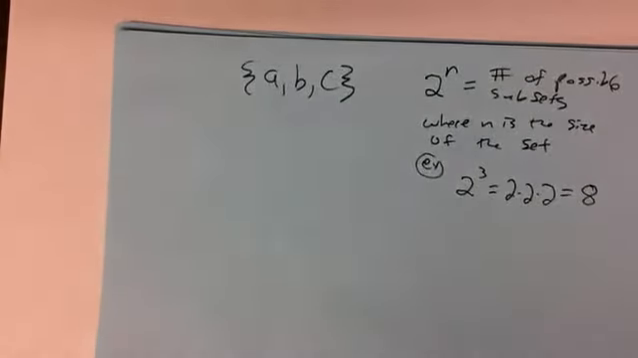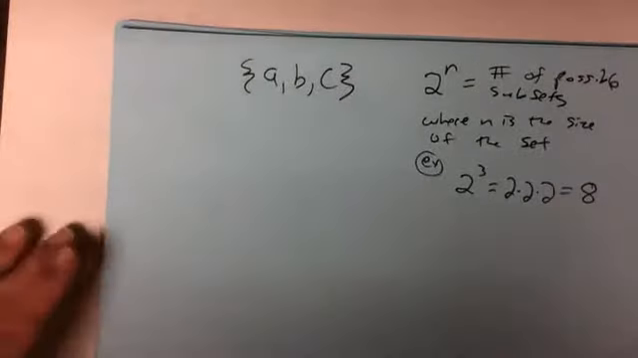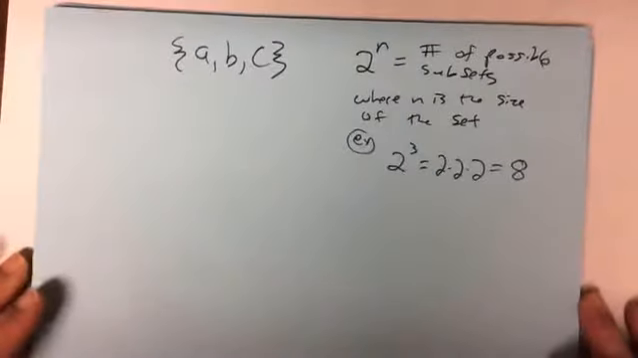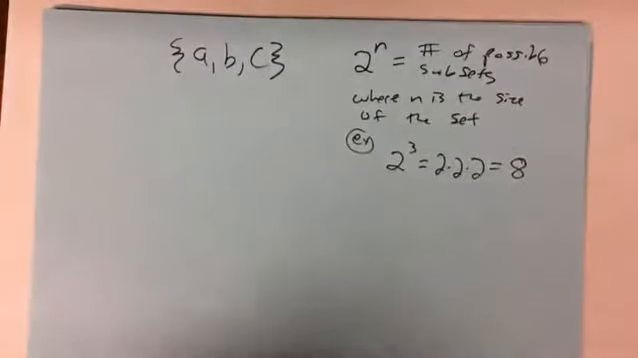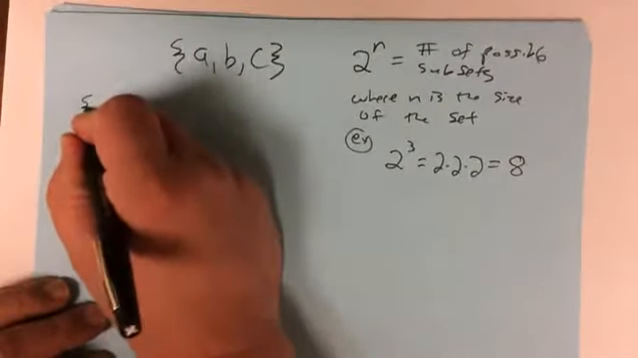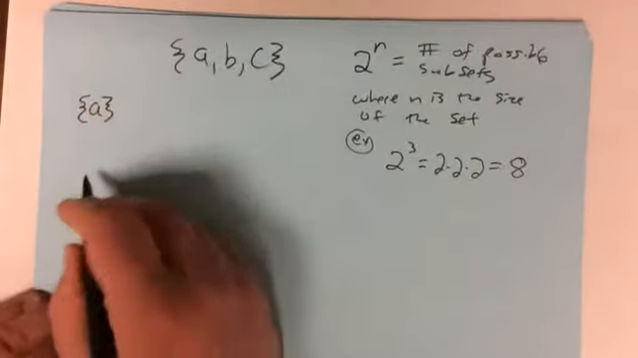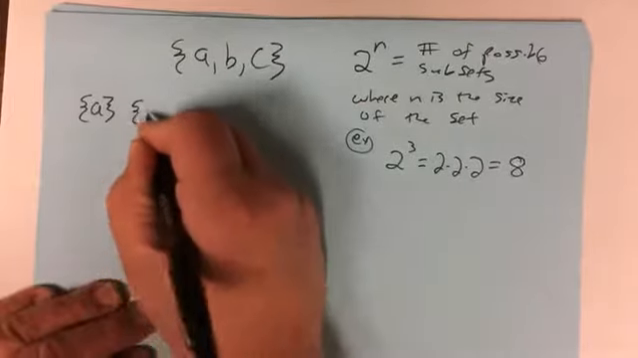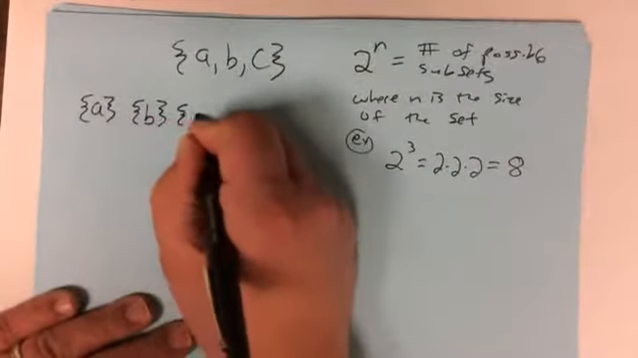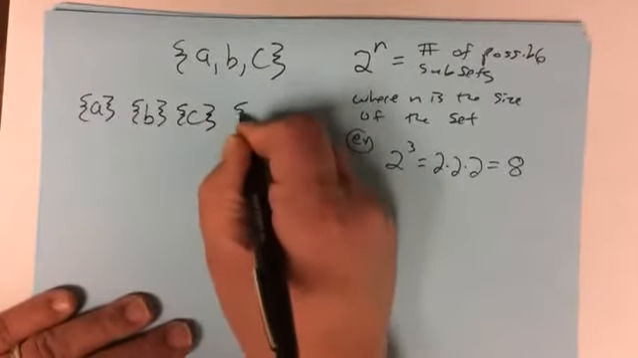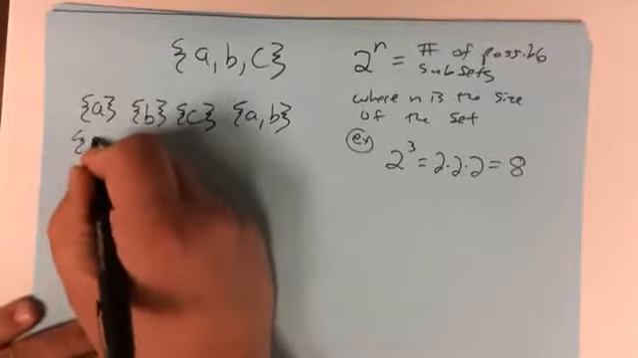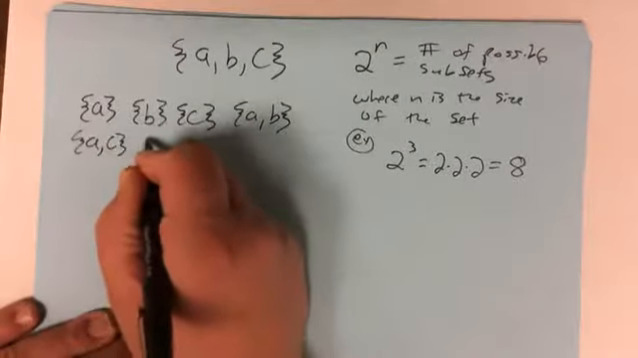Okay, let's see how you did here. Let me move that over here. So the set A here is one possibility. B is another subset. C is another subset. AB would be another subset. AC is a subset.